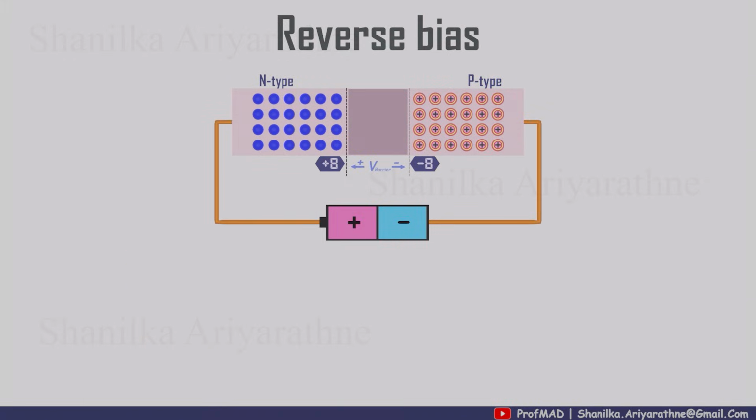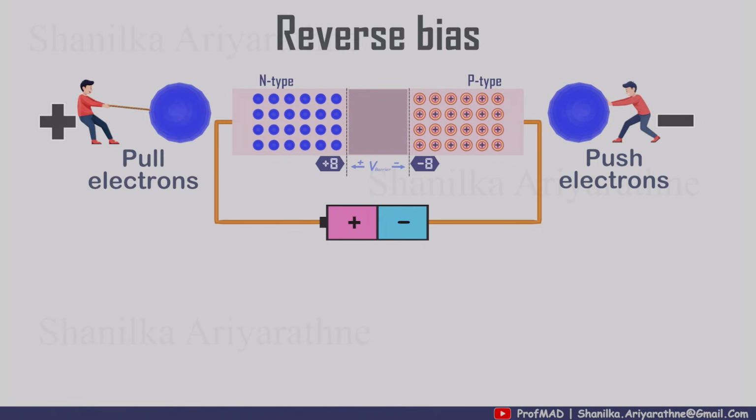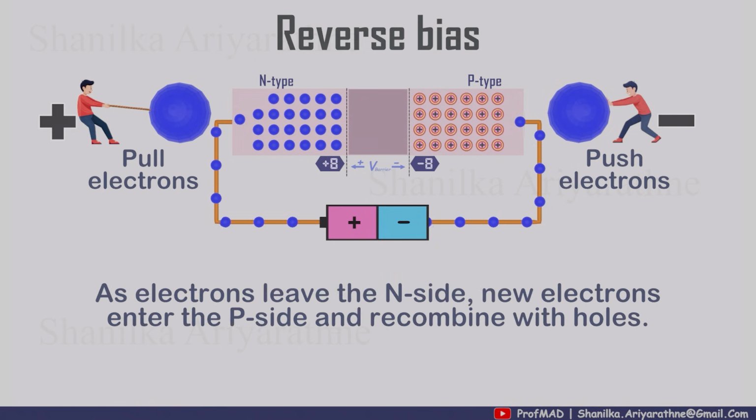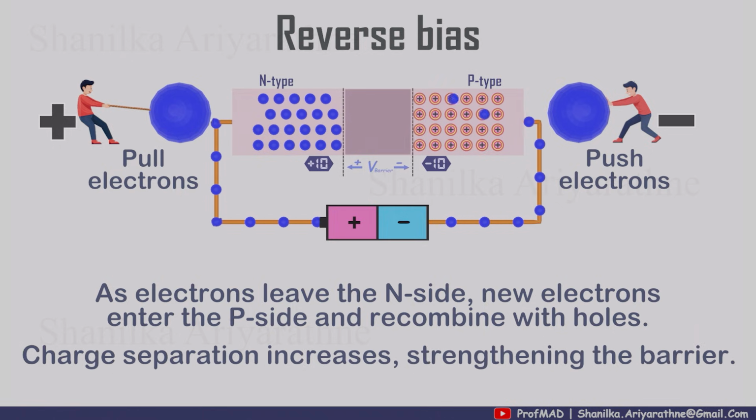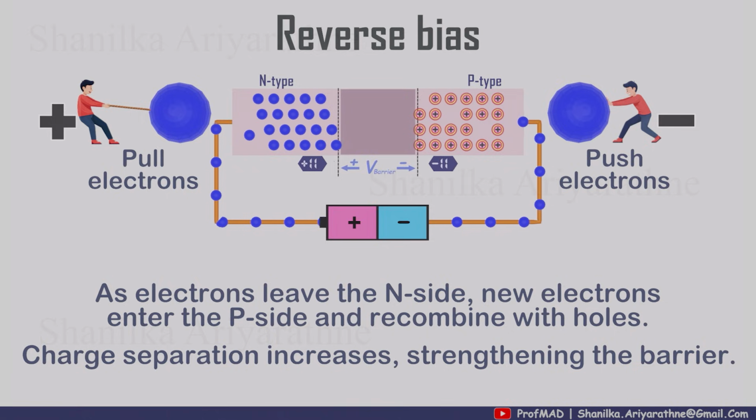Now let's look at reverse bias. In this case, the negative terminal of the battery is connected to the p-type side, and the positive terminal is connected to the n-type side. The negative terminal pushes electrons in the p-type region toward the junction, while the positive terminal pulls electrons away from the n-type region. As electrons are pulled away from the n-type side, electrons entering the p-type side recombine with available holes. This increases the charge separation at the junction, making the potential barrier stronger and the depletion region wider.